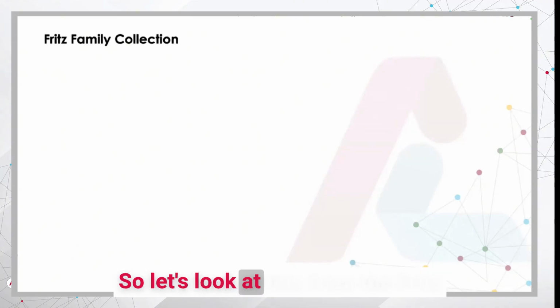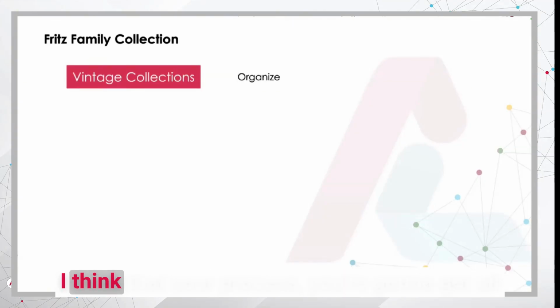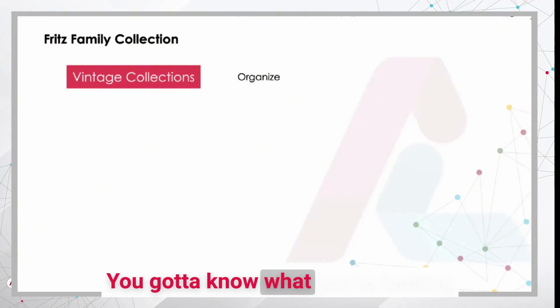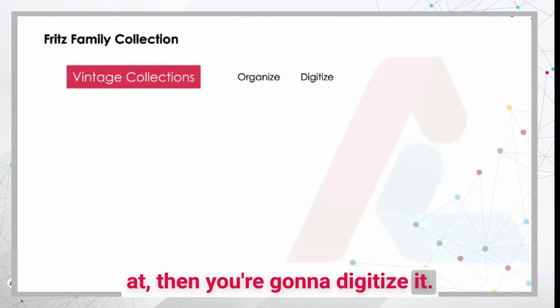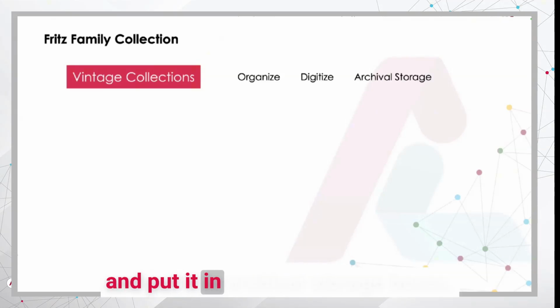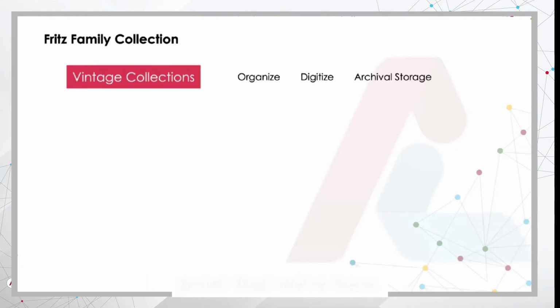So let's look at this from the Fritz family collection point of view. We're going to look at our vintage and our modern ways of doing this. So we'll start with vintage. I think that your process, you're going to get all this media, you're going to organize it, right? You got to know what you're looking at. Then you're going to digitize it. Then you're going to be good little archivists and put it in archival storage boxes. Preserve, that's the whole point that we're here.